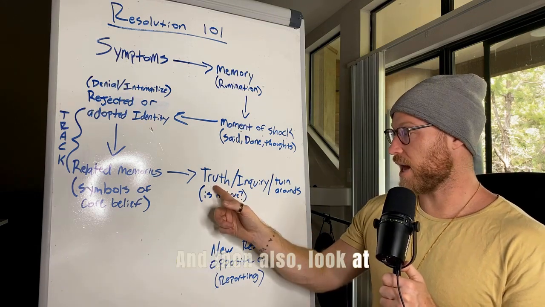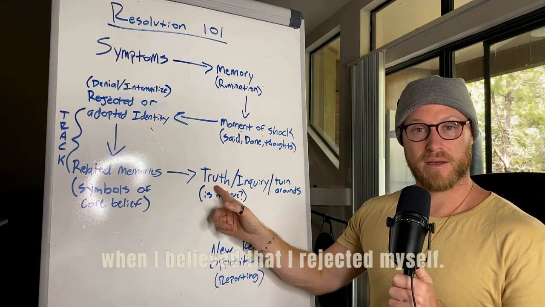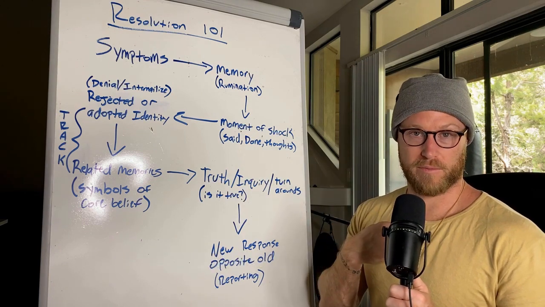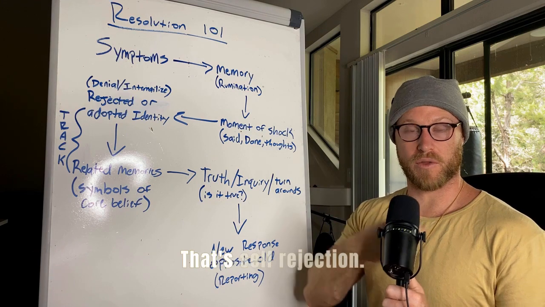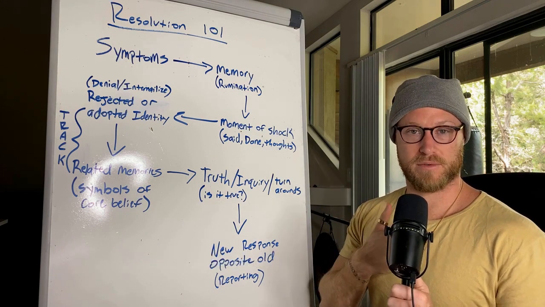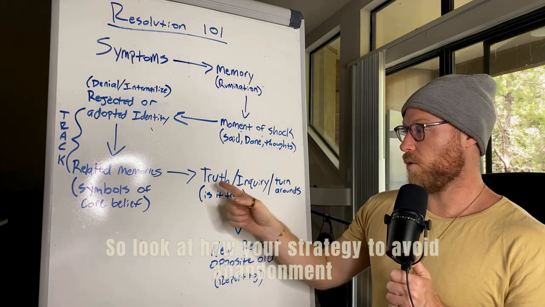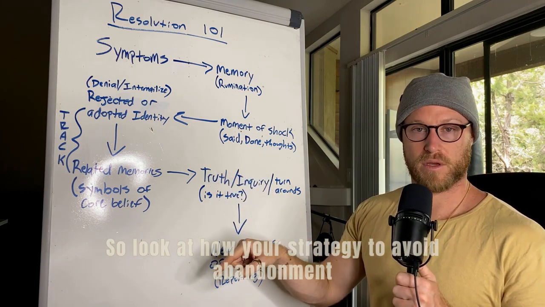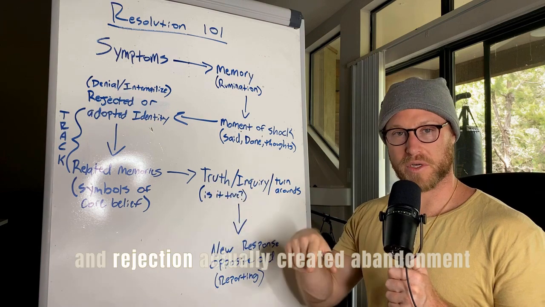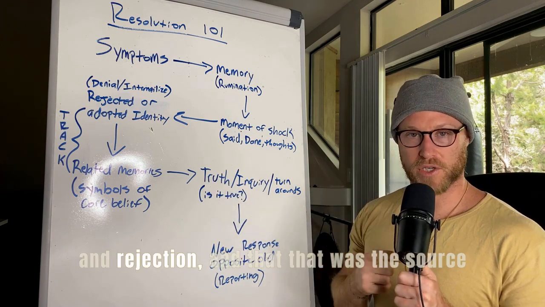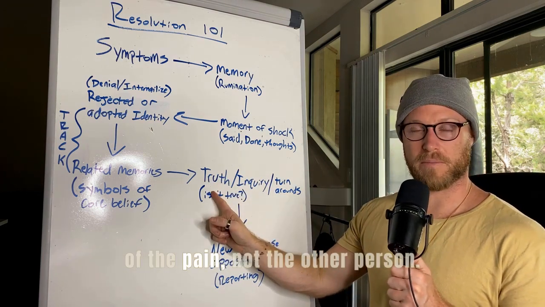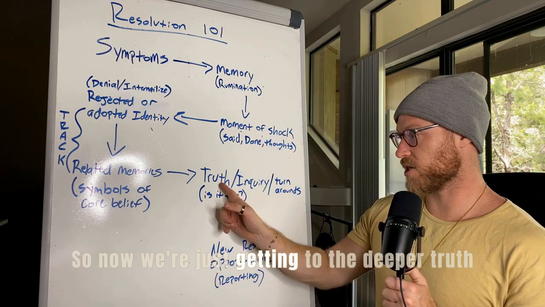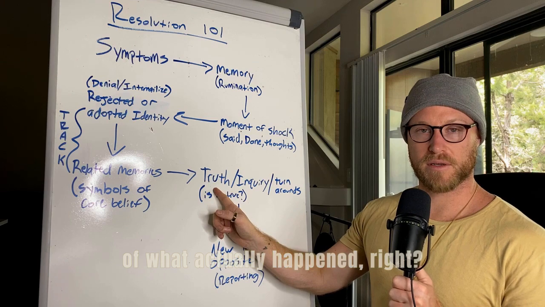And then also look at, when I believed that, I rejected myself. I abandoned myself. I said yes when it was a no. That's self-rejection. That's self-abandonment. So look at how your strategy to avoid abandonment and rejection actually created abandonment and rejection, and that was the source of the pain, not the other person. So now we're just getting to the deeper truth of what actually happened.